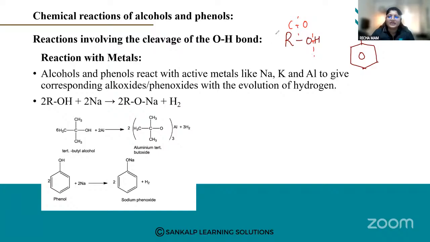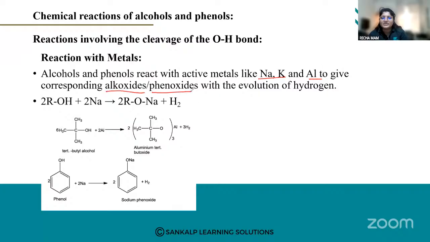So first let us see the reactions involving the breakage or cleavage of the OH bond, that is this way. The cleavage is taking place at the OH bond. First is the reaction with metals. Alcohols and phenols react with active metals. Which are the active metals? Like sodium, potassium, aluminium, and they give the corresponding alkoxide and phenoxide, formed with the liberation of hydrogen gas.